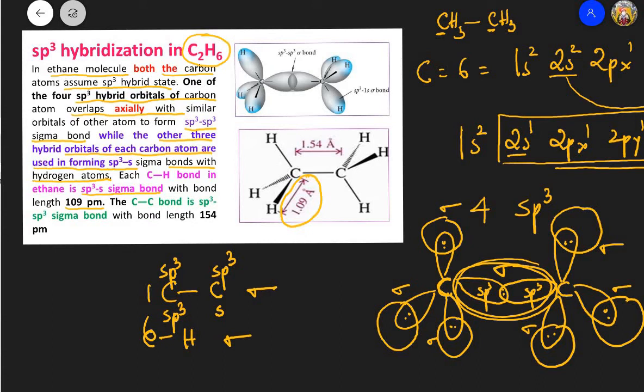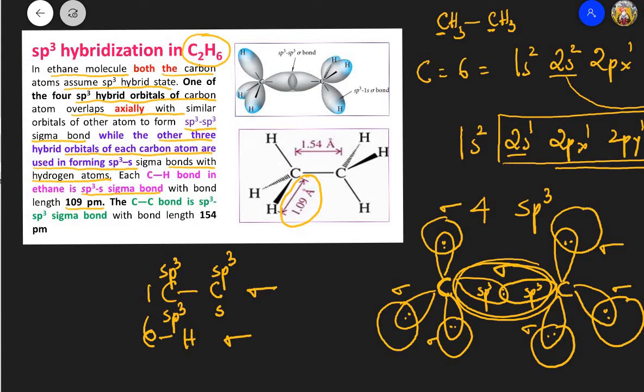A single bonded carbon atom. It is 109 picometer, or it is written as what? 1.09 angstrom. Angstrom in the sense 10 to the power of minus 10. If you shift the decimal, it becomes 10 to the power of minus 12, and 10 to the power of minus 12 is called picometer, right?